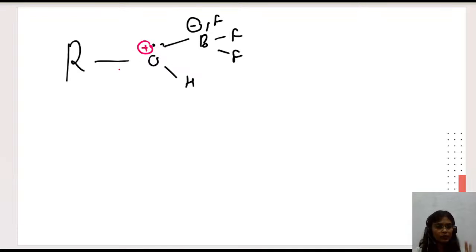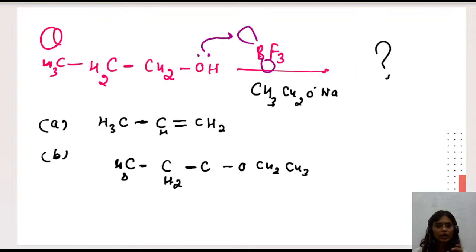So the main point is that if you have ROH and BF3 is written there, be noted that we are converting the OH into a very good leaving group. So at the end we are getting only R positive, right? So this is how we are going to follow. Let's move again here. In this reaction, once this BF3 is connected here, let me write the same step. The oxygen has a positive charge and this molecule leaves.